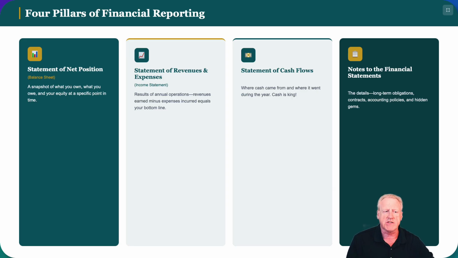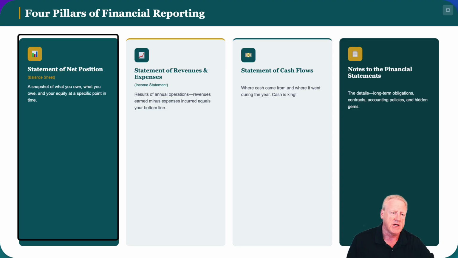And what that consists of is, first off, the statement of net position. So we call that the balance sheet as well. So what you own, what you owe, and the equity of the organization. And it's at a specific point in time. So if you have a December 31 year end, that is the snapshot of the balance sheet, the statement of net position.